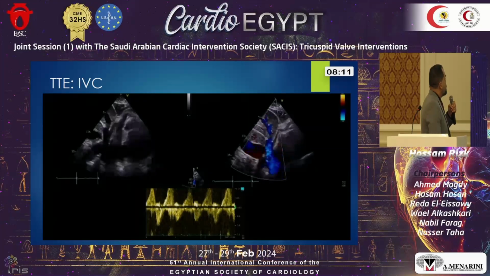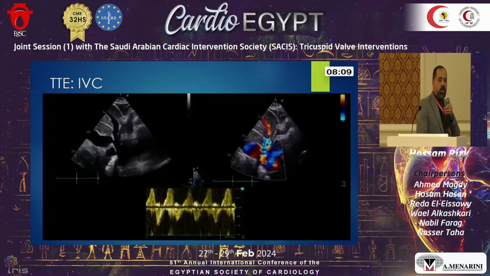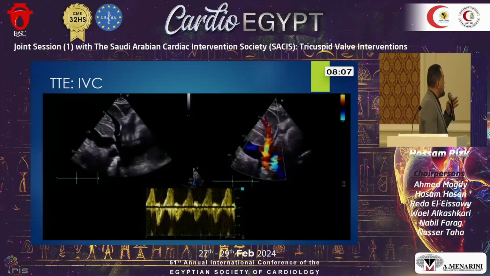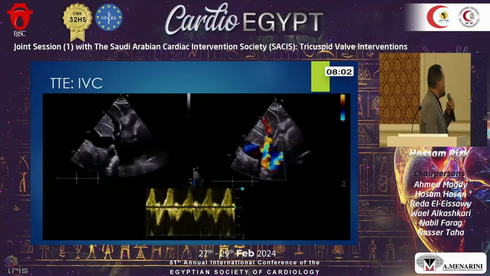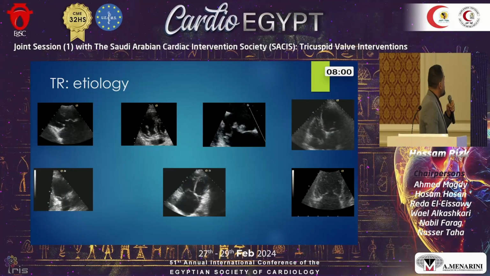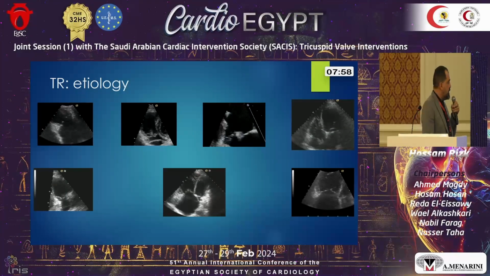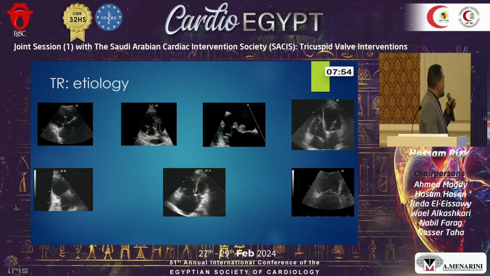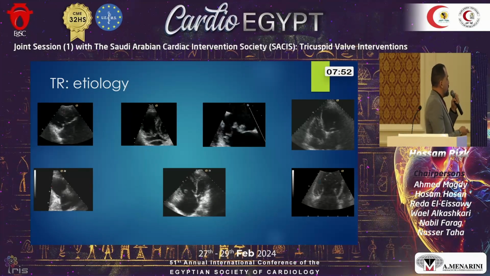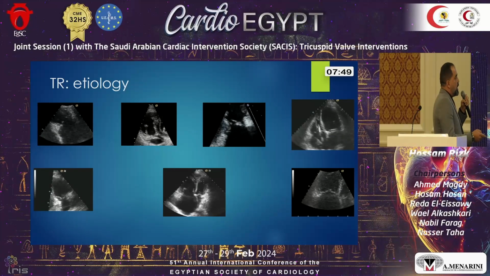As I said, we have to assess the IVC and the hepatic flow pattern and the distance between the suprahepatic vein and the right atrium. And we also have to assess the etiology, whether it's primary or secondary: rheumatic, prolapse, endocarditis, pacemaker related, carcinoid syndrome, or secondary to a dilated right atrium or right ventricle.